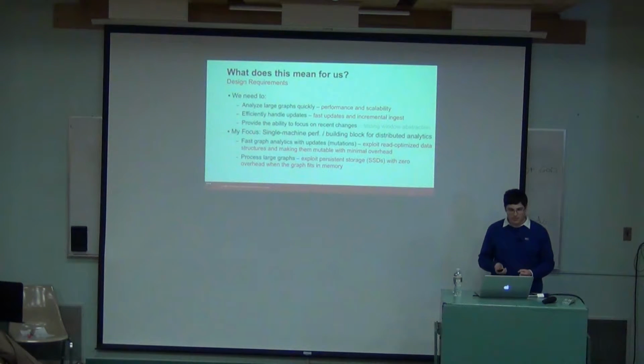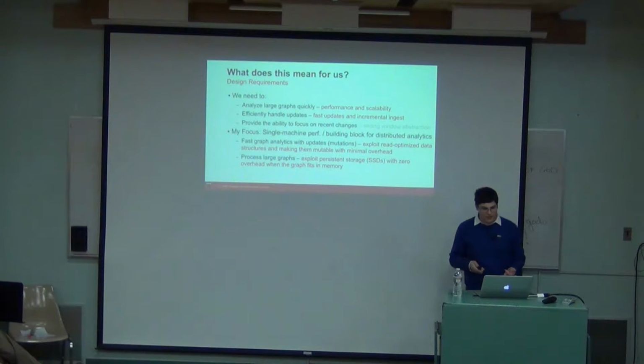My focus in our project is single machine performance. So more specifically, my goal is to provide fast analytic performance in the presence of updates, or in a different terminology, mutations, by exploiting read-optimized data structures and making them mutable with minimal overhead. And then the second goal is to process large graphs by exploiting persistent storage, especially SSDs. And the idea is to do that without paying the penalty for being able to compute on graphs larger than memory.